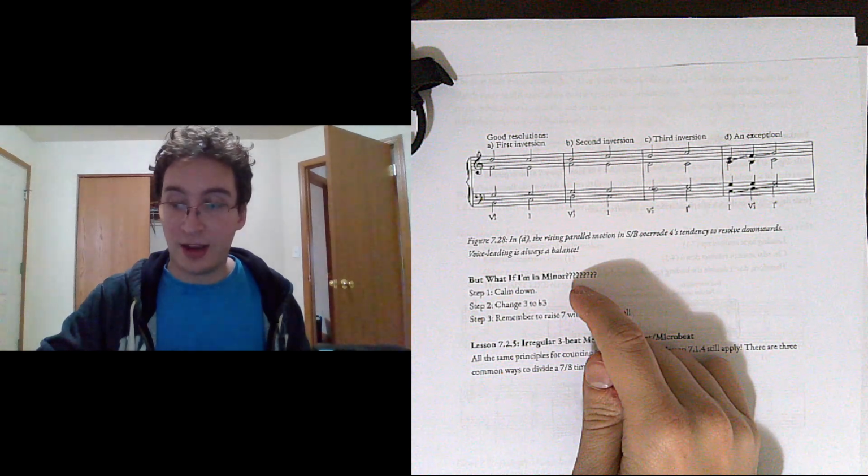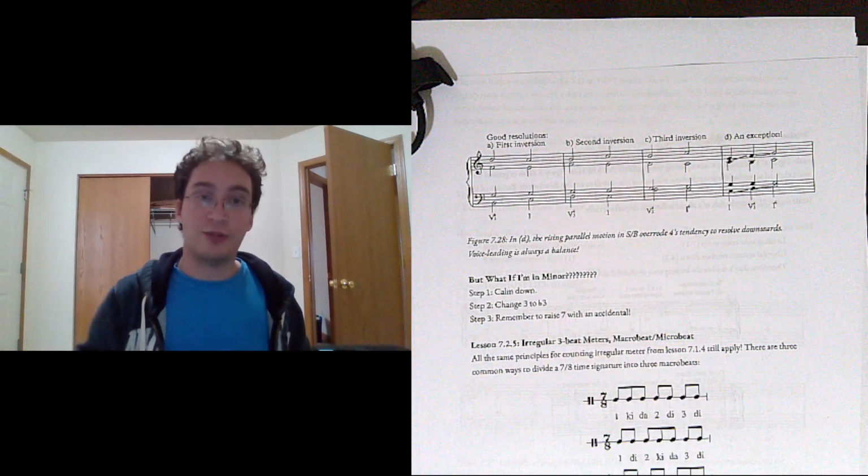The only difference in your minor, just change 3 to flat 3, and remember to raise 7 with an accidental.